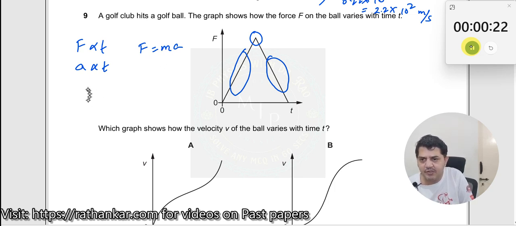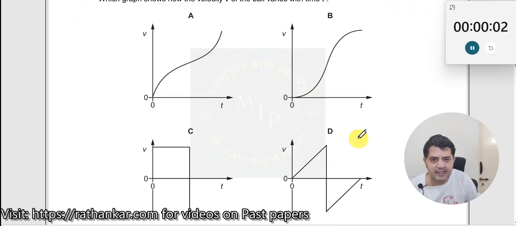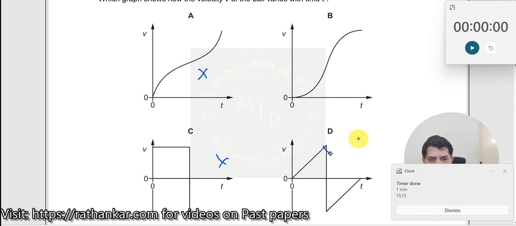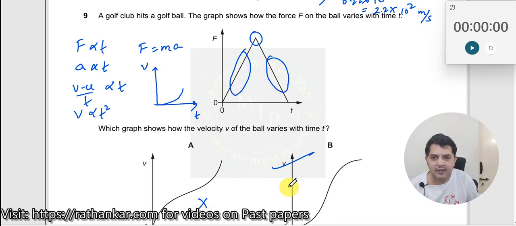If a is proportional to t, then (v minus u) divided by t should also be proportional to t. If I put u equal to 0, v should be proportional to t squared, which means v should be a quadratic function of t. If I plot a graph of v versus t, what kind of function should I have? I should get a graph like this. Now let us look at the graphs and see whether I can eliminate anything. This is going like this, so this is incorrect, this is incorrect, this is incorrect. So which one is the right one? This should be the right one. That's it, very simple.